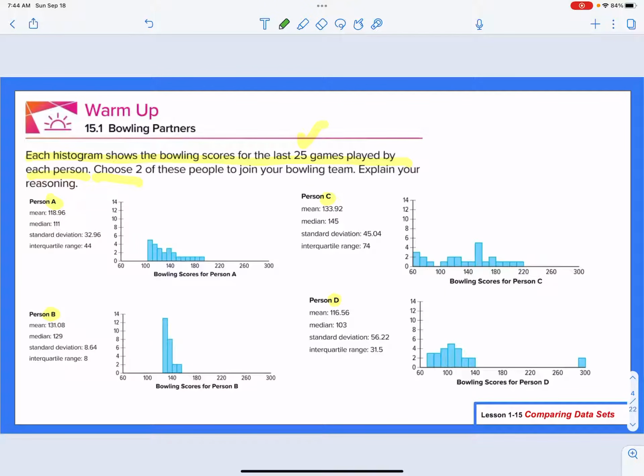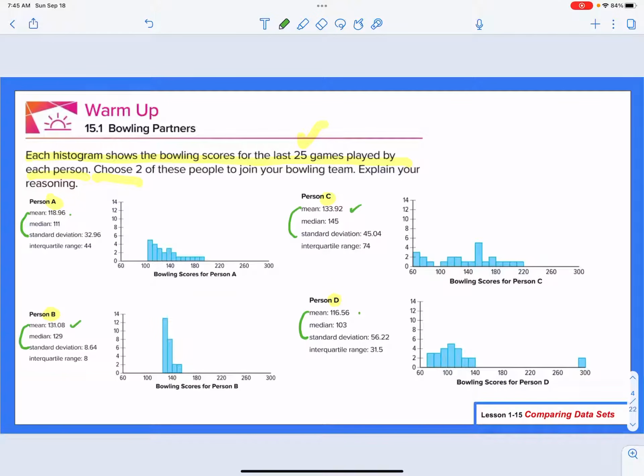All right, so let's look at person A. If you were to go by some basic things, let's connect mean and standard deviation together, because mean and standard deviation are linked together. So I'm going to draw a little line here like this. Our average score for person A is 118, B is 131, C is 133, and D is 116. If you just went with averages, C and B have the best averages overall. So that would mean on average, they do score a higher score in bowling.